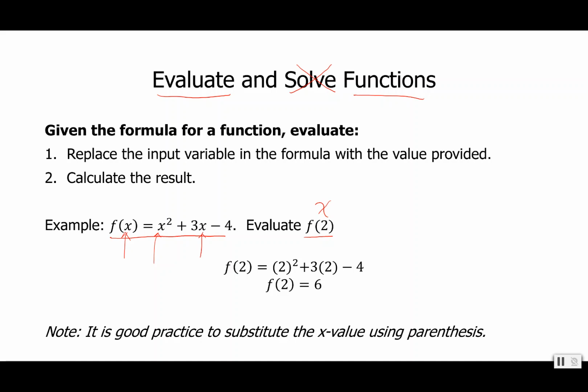So of course we have to do exponents first. That would give us 4, multiplication plus 6, and then addition and subtraction. When we add all those together, we end up with 6. If we'd like, we could write that as an ordered pair. X was 2, y was 6. So when you substitute, it is a good idea to use parentheses when you substitute your x value.